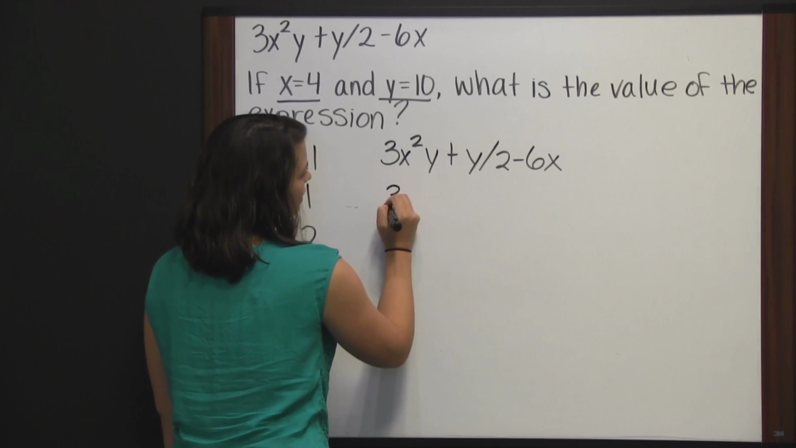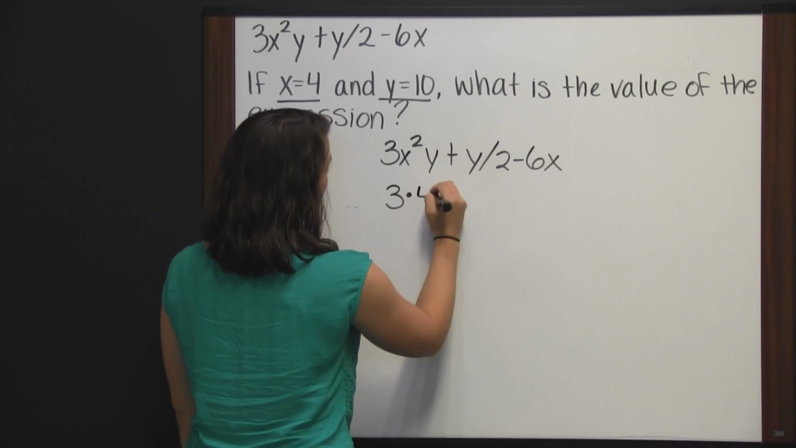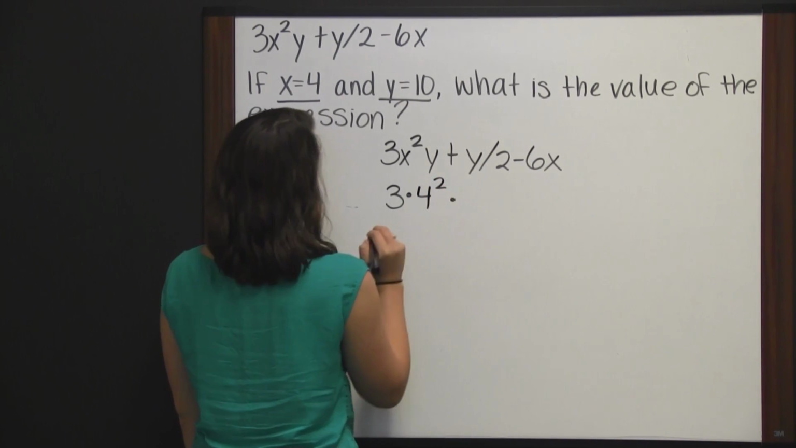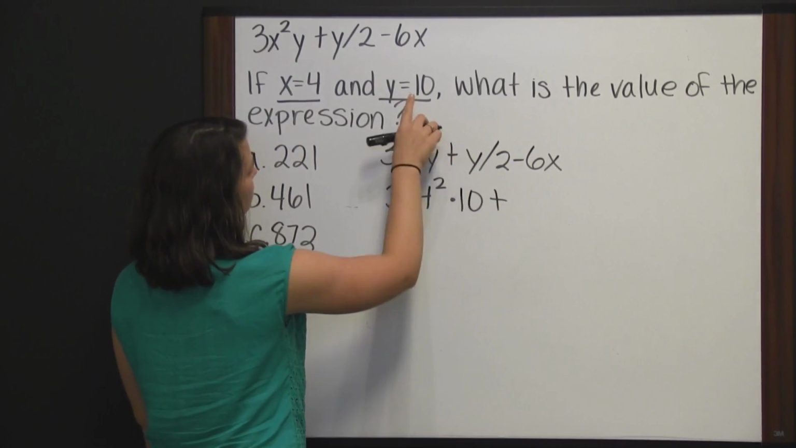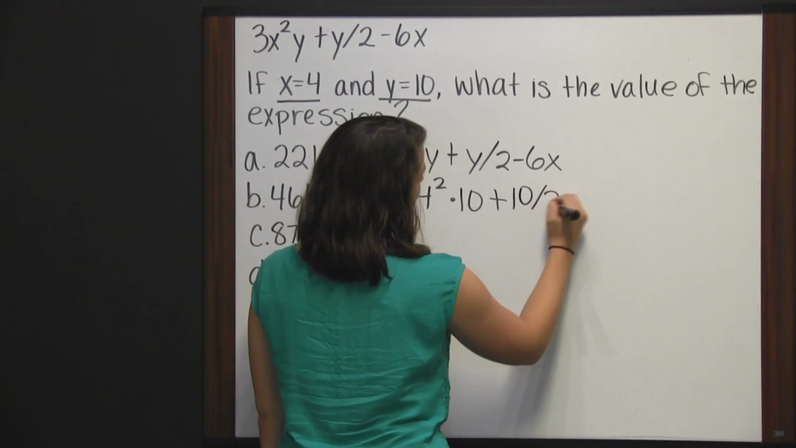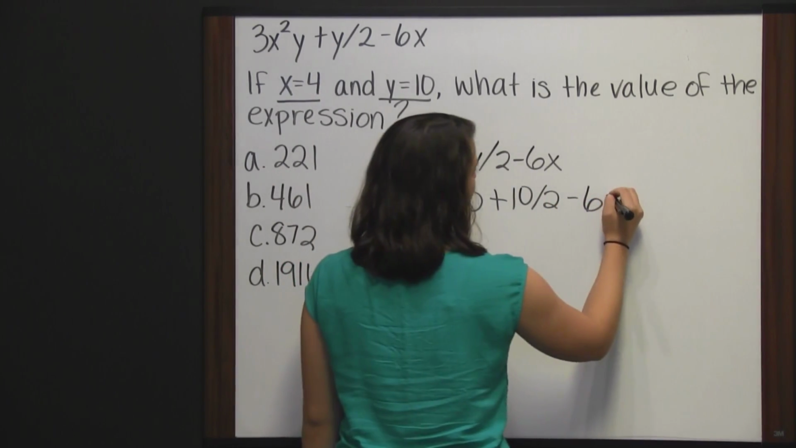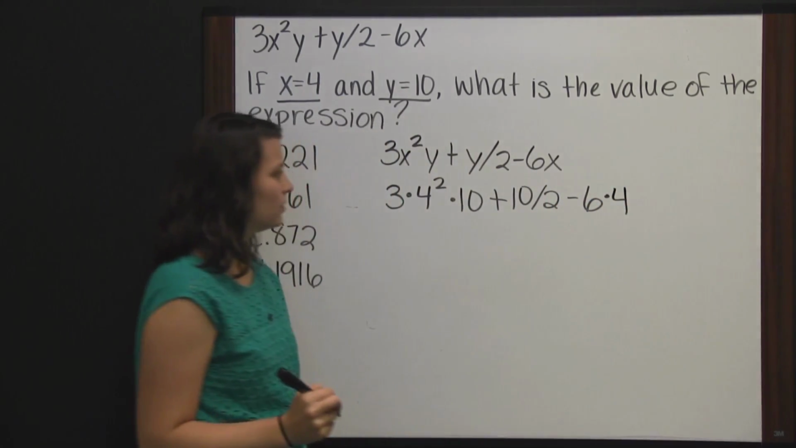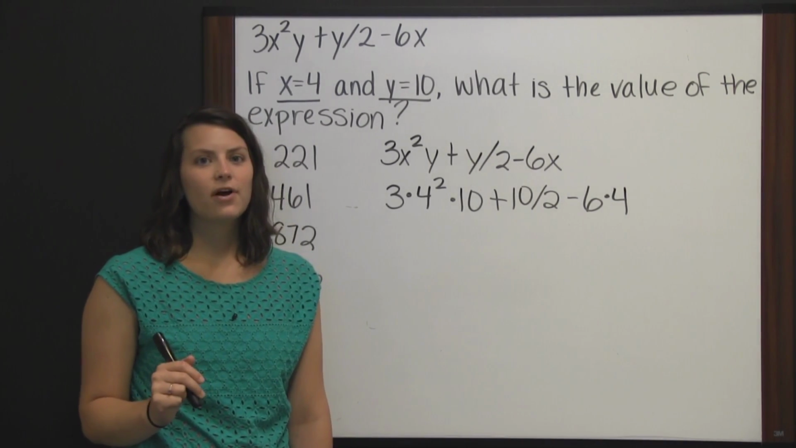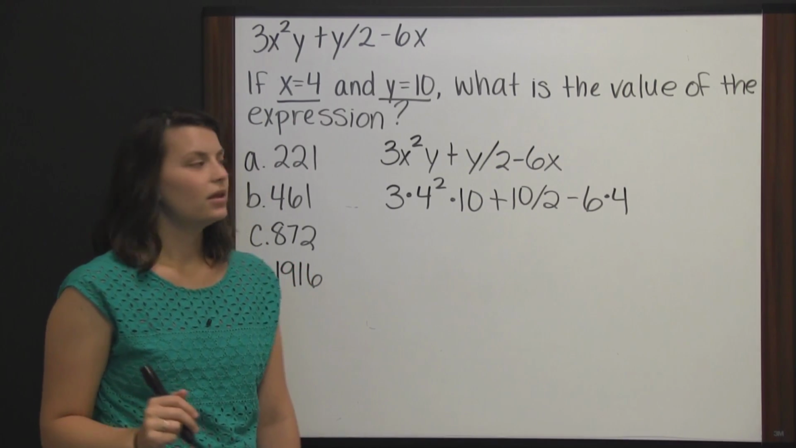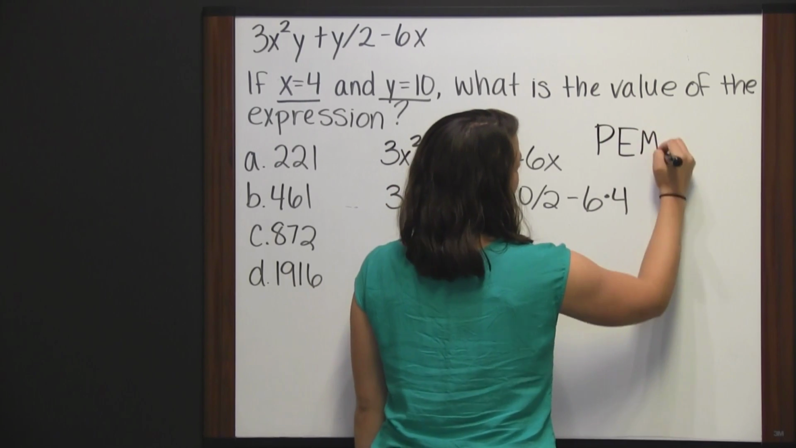So we have 3, this is 3 times x squared. So it's 3 times 4 squared times y, which is 10, plus y divided by 2, or 10 divided by 2, minus 6 times x, and we're replacing x with 4. To simplify this expression, we need to follow the order of operations, which some people know as PEMDAS.